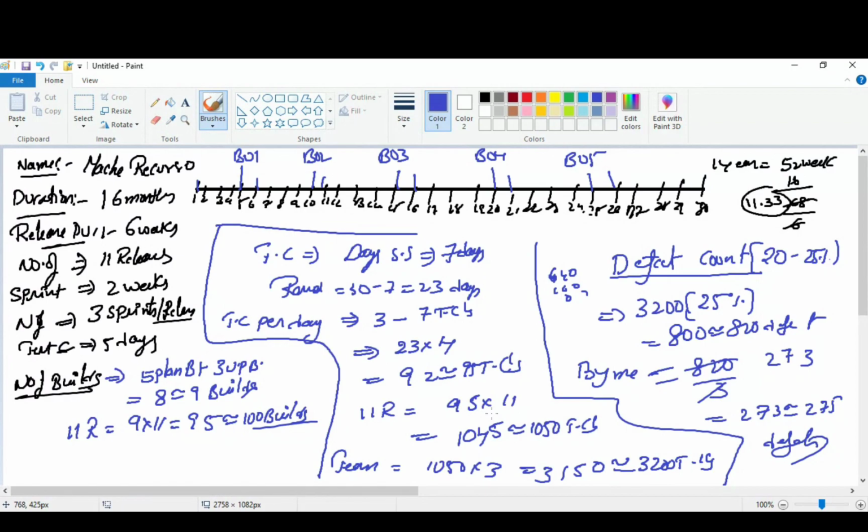Komal, number of builds. Per one release, we have five planned builds and three unplanned builds. Three unplanned builds means respin activity. Sometimes you might get a blocker defect and report it to the developer. The developer will give you a respin, and that is called an unplanned build. So per one release, I'm taking three unplanned builds. So total how many builds? 8 to 9 for one release. We have 11 releases, so 11 into that value you will get.